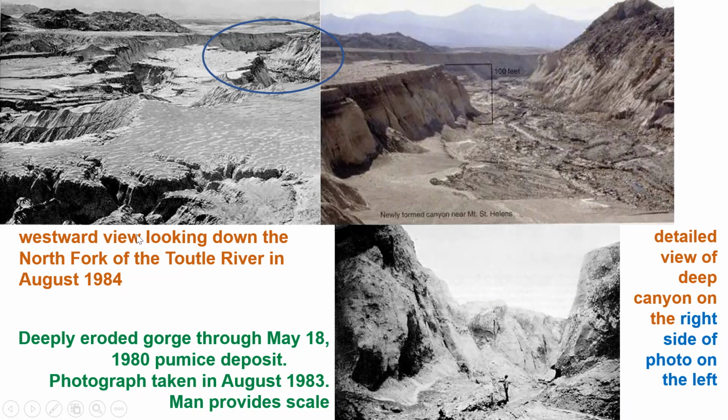Right, you have a westward view looking down the North Fork of the Toutle River, August 1984. So 4 years later, and you have a detailed view of the deep canyon in this picture, which is on the right side of this photograph. And here you have the deeply eroded gorge, photograph taken in August 1983. And the man there provides the scale. There's no little drain.